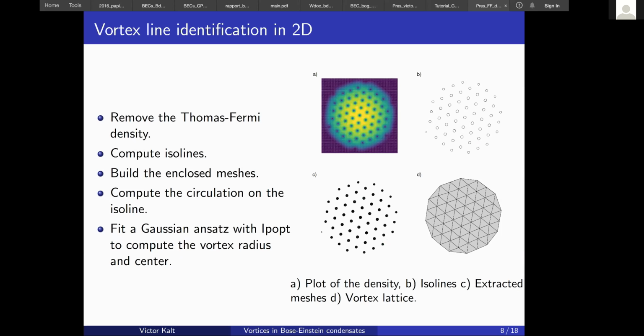To know information about the vortex, we can now fit a Gaussian ansatz, which is done with IPOPT, and this will give us the vortex radius and the coordinates of the vortex center. So in figure D, we have a mesh where all vertices are vortex centers. And we see that the small isoline on the left of figure C has been removed because it's a density minimum, but the circulation is 0. So on figure D, we obtain the number of vortices and their centers, and we see that we obtain the triangular lattice, so the Abrikosov lattice.